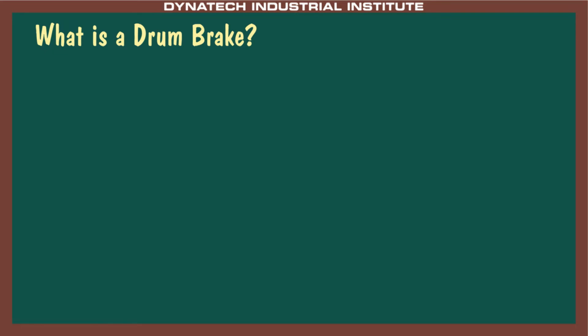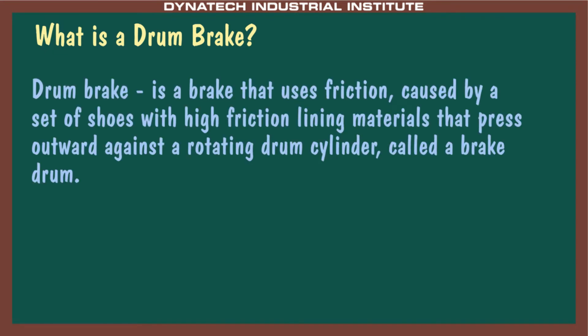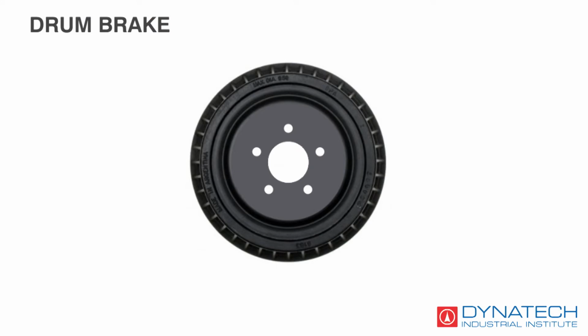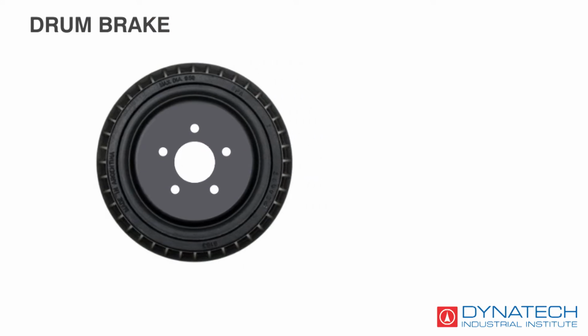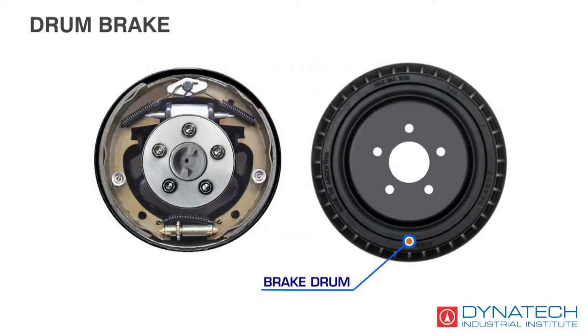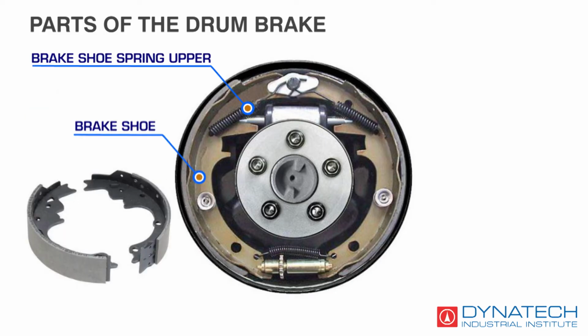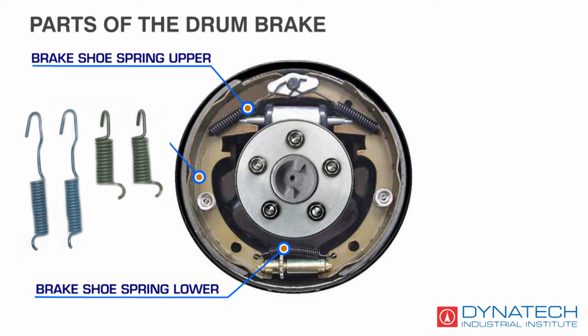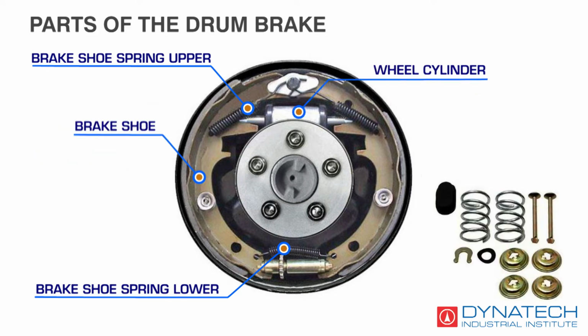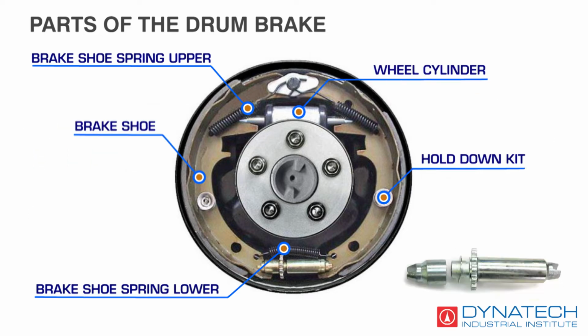What is a drum brake? Drum brake is a brake that uses friction, caused by a set of shoes with high friction lining materials that press outward against a rotating drum cylinder, called a brake drum. Parts of the drum brake: brake drum, brake shoe spring upper, brake shoe, brake shoe spring lower, wheel cylinder, hold down kit, and brake shoe adjuster.